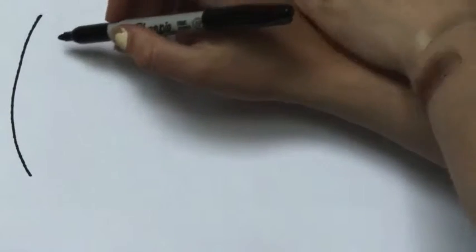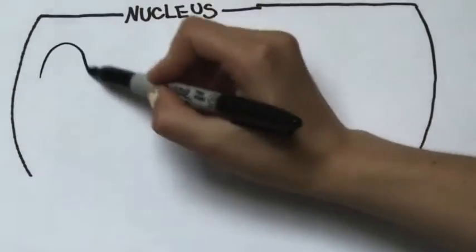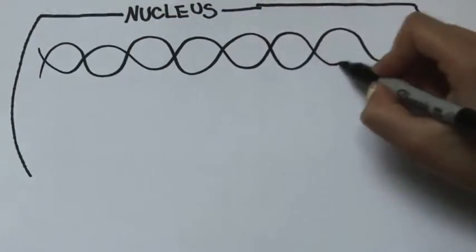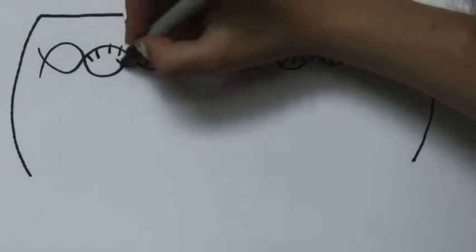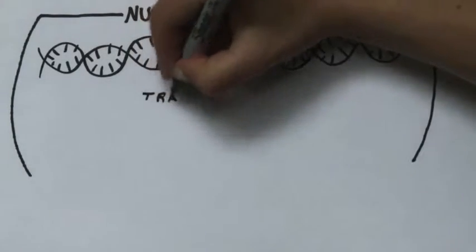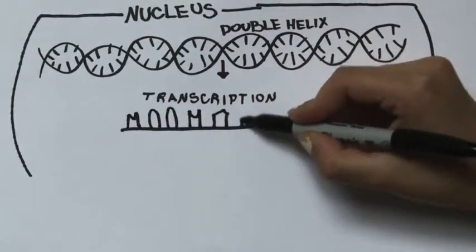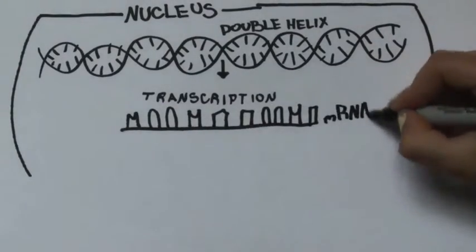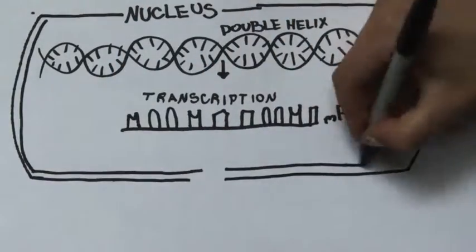So here's our eukaryotic nucleus. It's the nucleus. And inside we have a strand of double helix DNA. The DNA is going to be transcribed into a messenger RNA strand. That messenger RNA can then travel outside of the membrane into the cytoplasm.